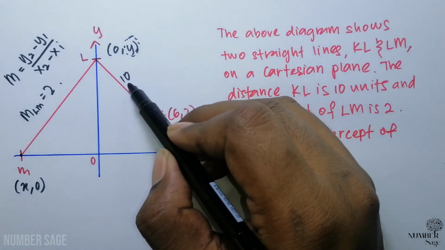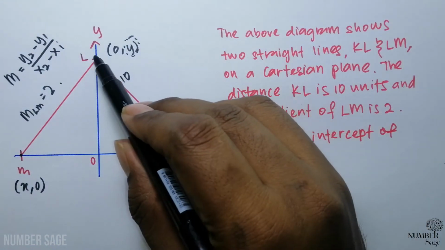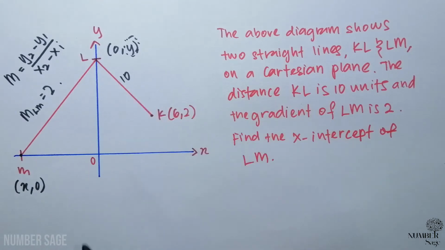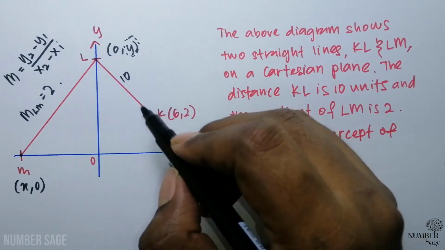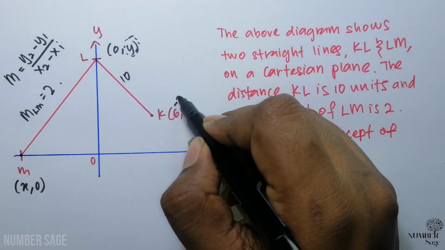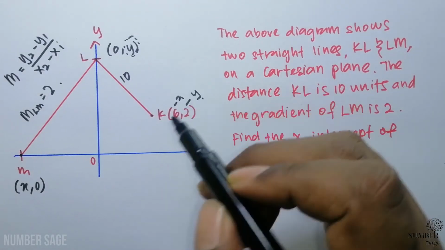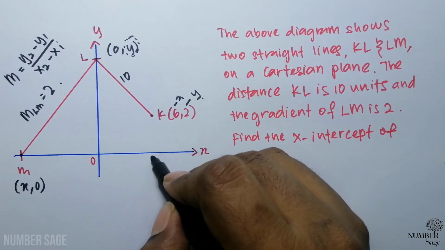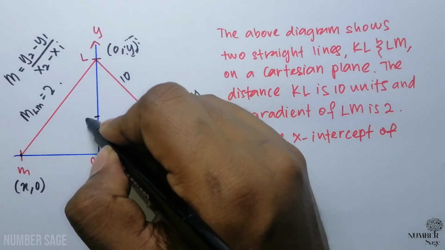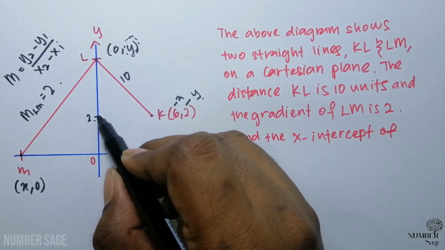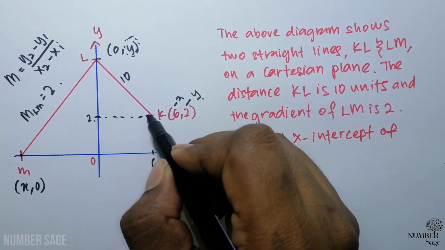The question did mention that the distance from K to L is 10. So the coordinate for K is (6, 2). So this is x, so this will be the y value. So x is 6, so this value will be 2. So let's draw a line.